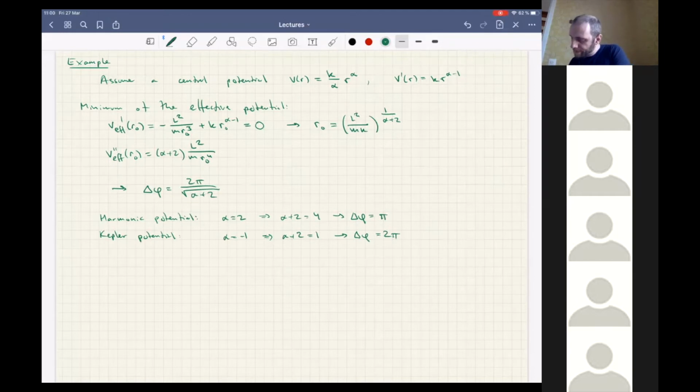And as I said, this is to leading order, but you can actually show that this also goes to any order. We will show it for the Kepler potential. For the harmonic potential, it's pretty simple just to solve the problem exactly, because you can treat it as two separate problems in 2 dimensions.